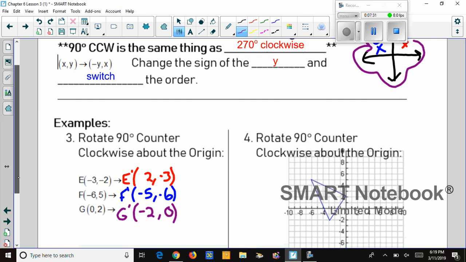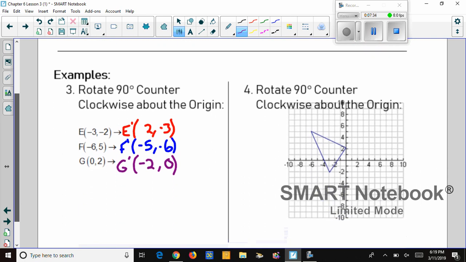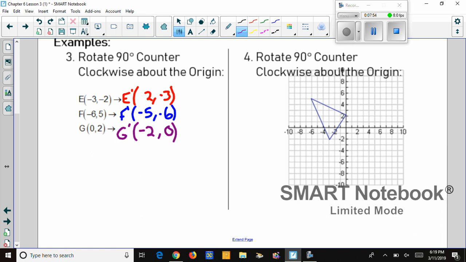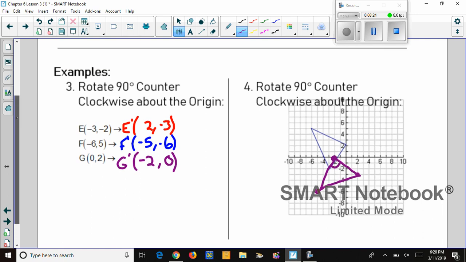Now let's put this on our graph to the right. This shape is mostly in the second quadrant. And if we're going counterclockwise, it would be my guess that the majority of our shape is going to end up down in that third quadrant. So I first start with E prime, which is at 2, -3. Then I have F prime at -5, -6. And then G prime at -2, 0. I should get a right triangle that looks similar to the one already pictured. Those are our two 90-degree turns.